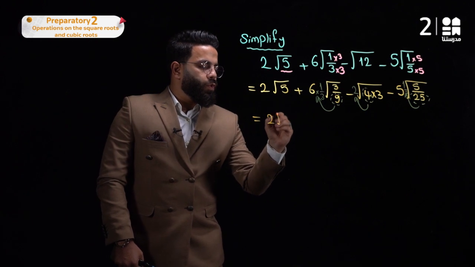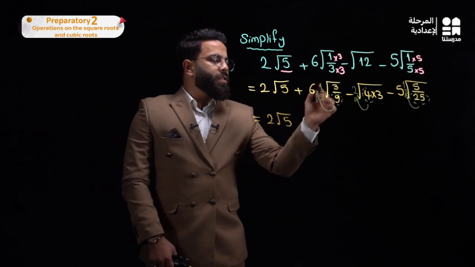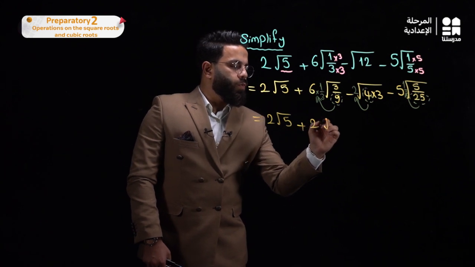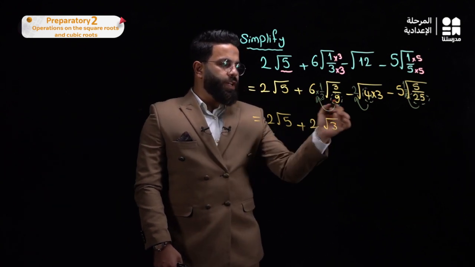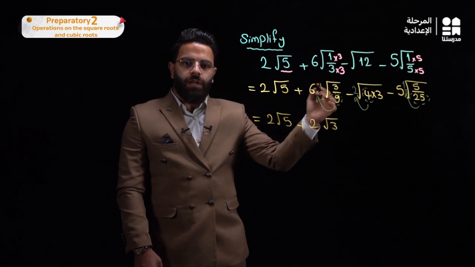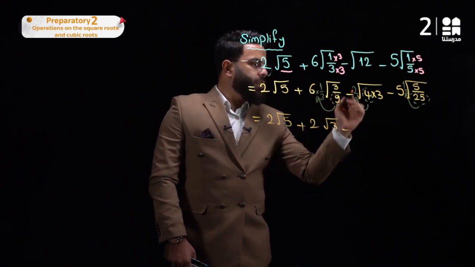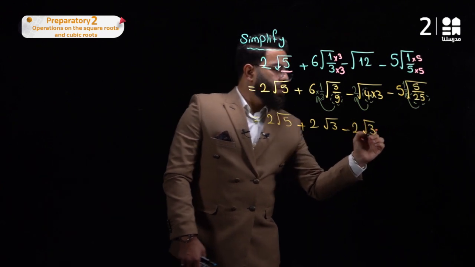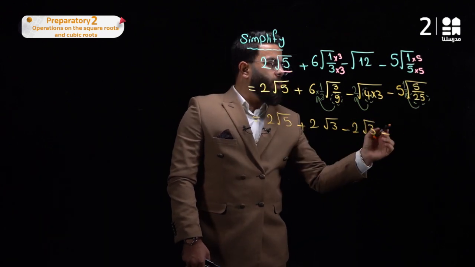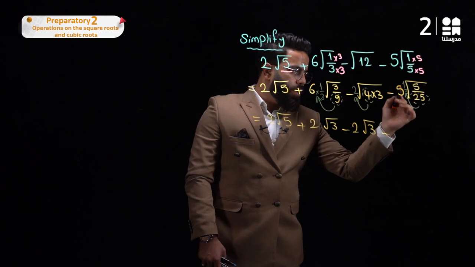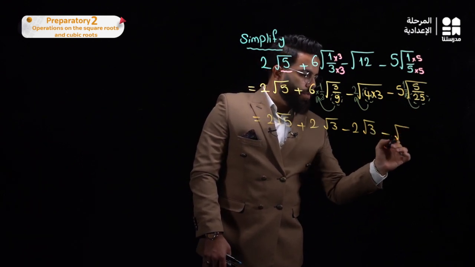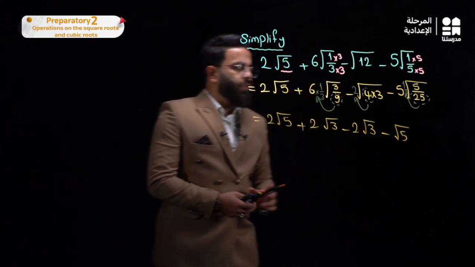So let's write it in an organized way. This is 2 square root of 5. 6 multiplied by 1 over 3 will be 2 square root of 3. Done, there is nothing left under the root except 3. Minus 2 here square root of 3, minus 5 multiplied by 1 over 5. 5 multiplied by 1 over 5 is 1. Yes, 1 square root of 5.